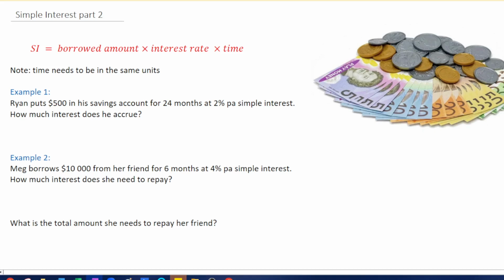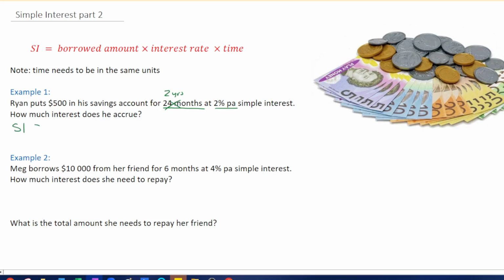Ryan puts $500 in his savings account for 24 months at 2% per annum simple interest. How much interest does he accrue? Okay, so first of all, we've got 24 months and 2% per annum, which means 2% per year. So these two are not in the same units at the moment. We need to change them. So 24 months I know is 2 years, so we'll change that to 2 years. 2% per annum is 2% per year. So now they're both in years and we can get started.